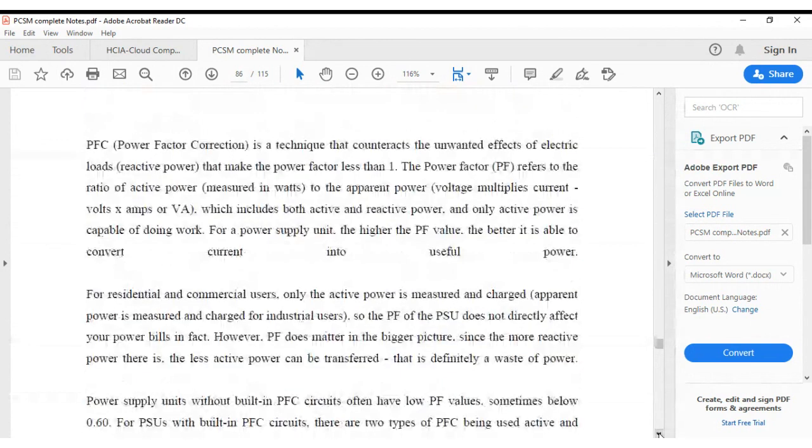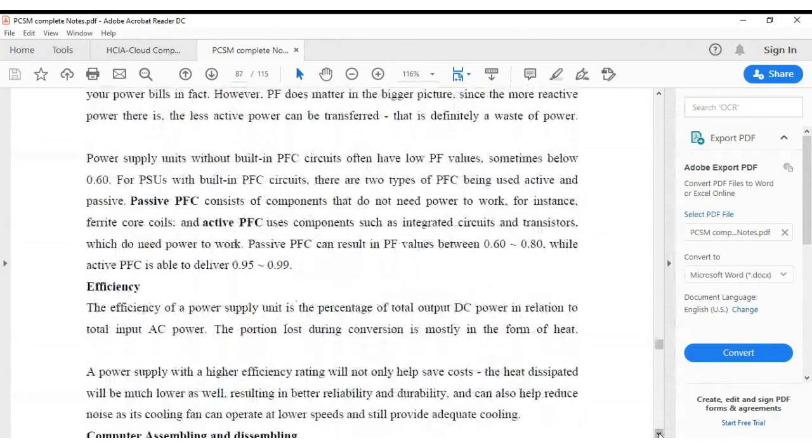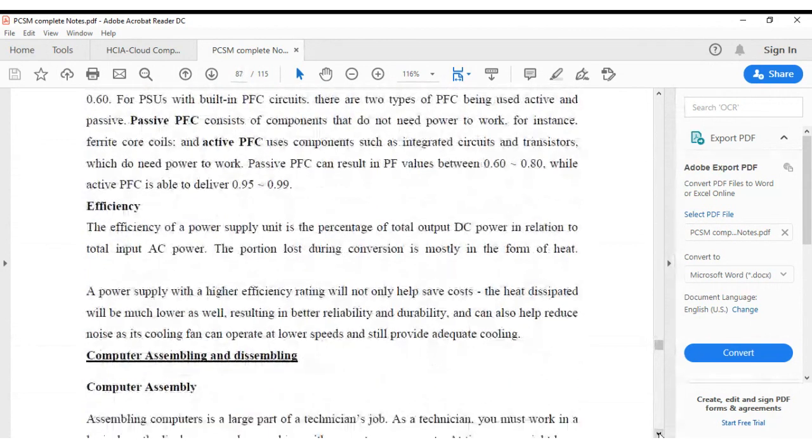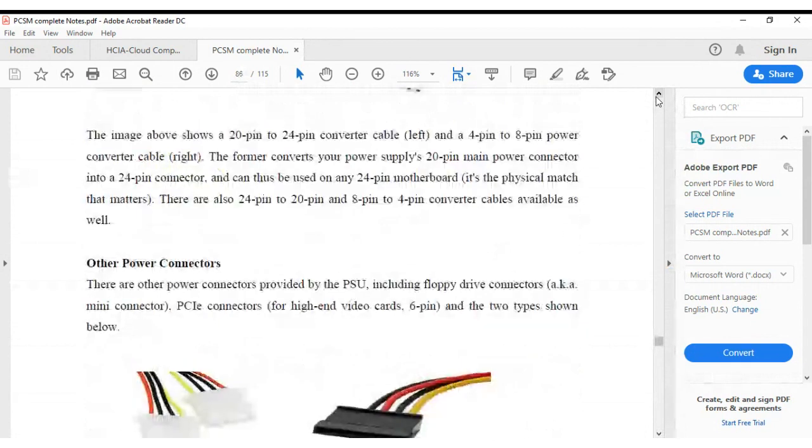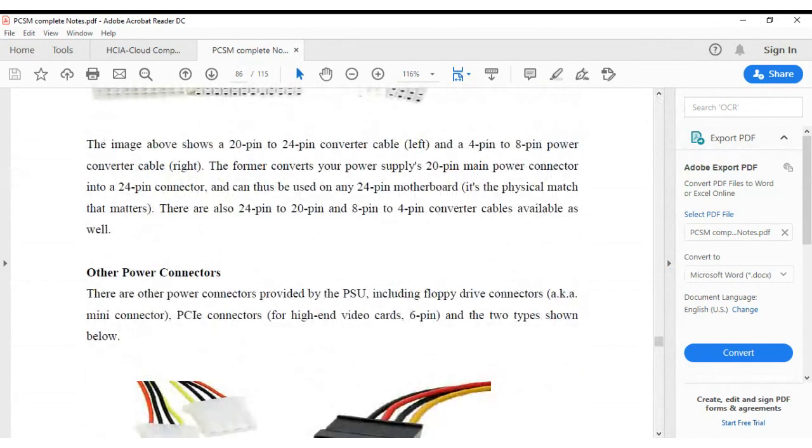Now, you can continue reading more and more about the power supply. The next thing I want us to look at is the internal parts of a power supply.